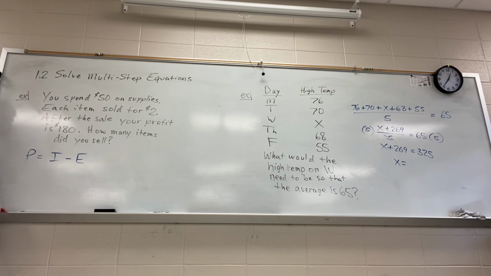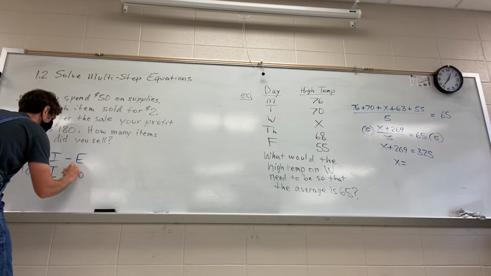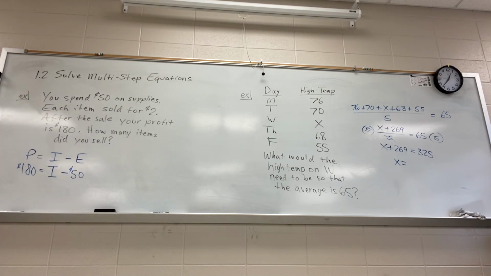Question? What was our profit? 180 bucks. That's profit. How much money did we bring in? We don't know what that is. But what was our expenses? $50. So now we can use that formula to find our income by doing what to both sides? Adding 50. Is it 230? Is that right? Awesome.